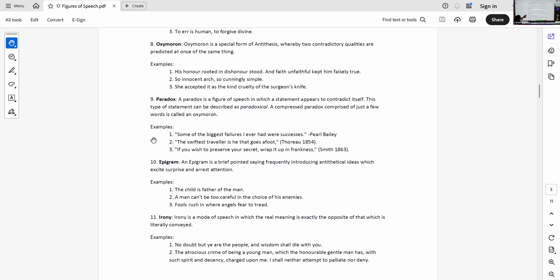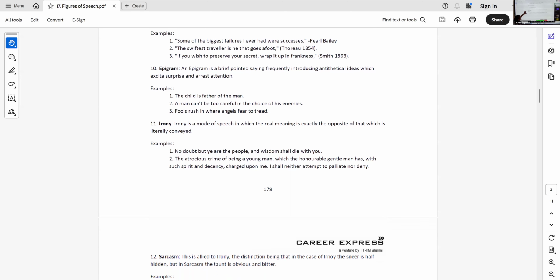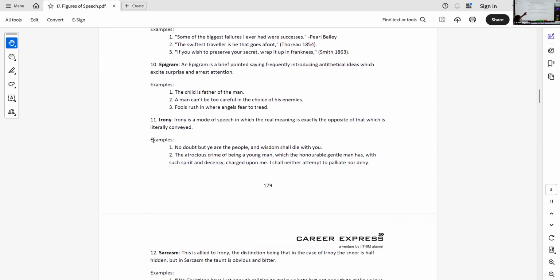Epigram is a brief, pointed saying frequently introducing antithetical ideas which excite, surprise, and arrest attention. It's basically a saying. Please underline this word. If you get confused whether this is an antithesis or a saying: if it's a proverb, if it's a saying, like child is the father of the man, that's a proverb, a muhavra, then it is an epigram. Okay? So underline epigram, underline saying. This word is the most important over here.